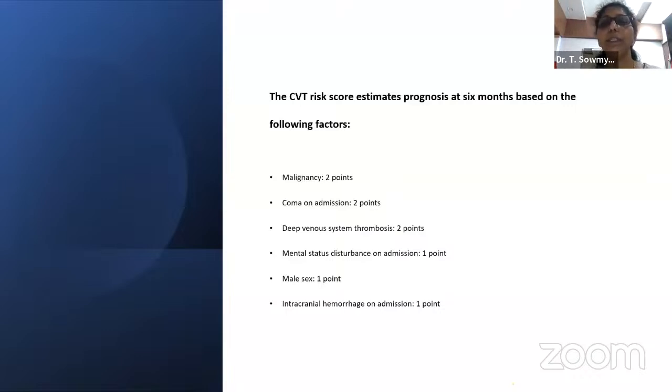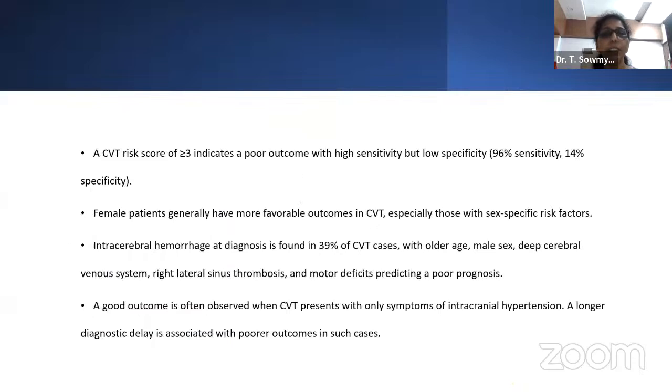And there is a CVT risk score, which estimates the prognosis at the end of 6 months, based on points. Malignancy carries 2 points. Coma on admission carries 2 points. DVT, 2 points. And mental status disturbance at admission carries 1 point. Male sex, 1 point. Intracranial hemorrhage, 1 point. And if the score is 3 or more than 3, it indicates poor outcome, and which has a high sensitivity and a low specificity.